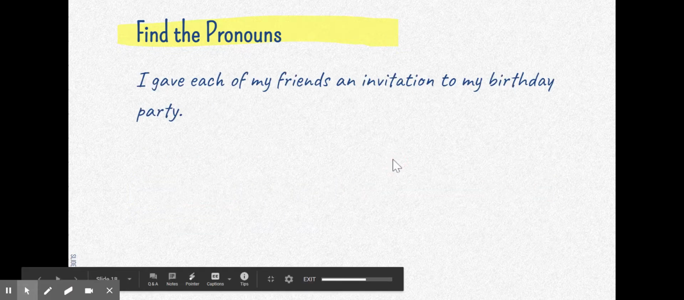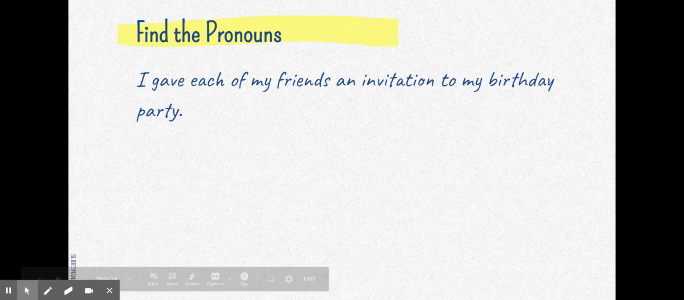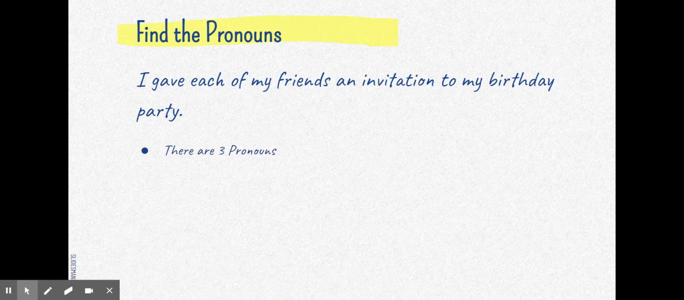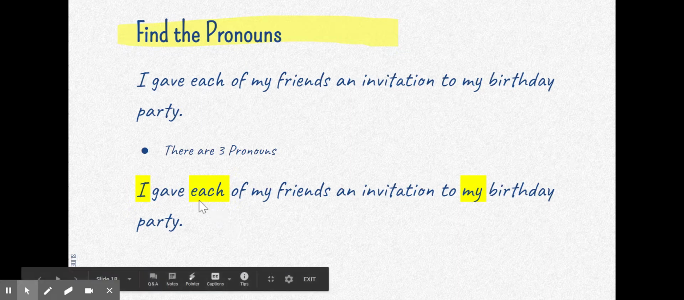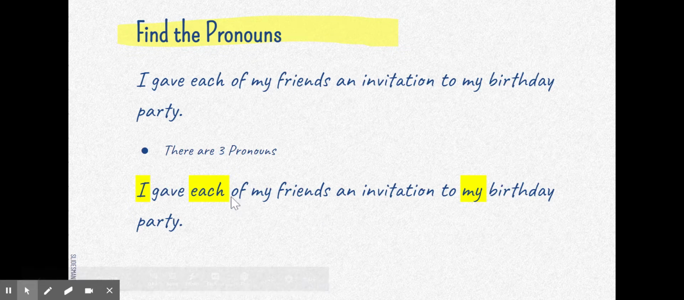Okay, next example. I gave each of my friends an invitation to my birthday party. We have 3 pronouns in this sentence. Highlight them in your notes. Here they are. I and my are both replacing the person's name. Each is a pronoun because it's a blank of the blank. Each of my friends. So we know the word before the of, each, is going to be a pronoun.